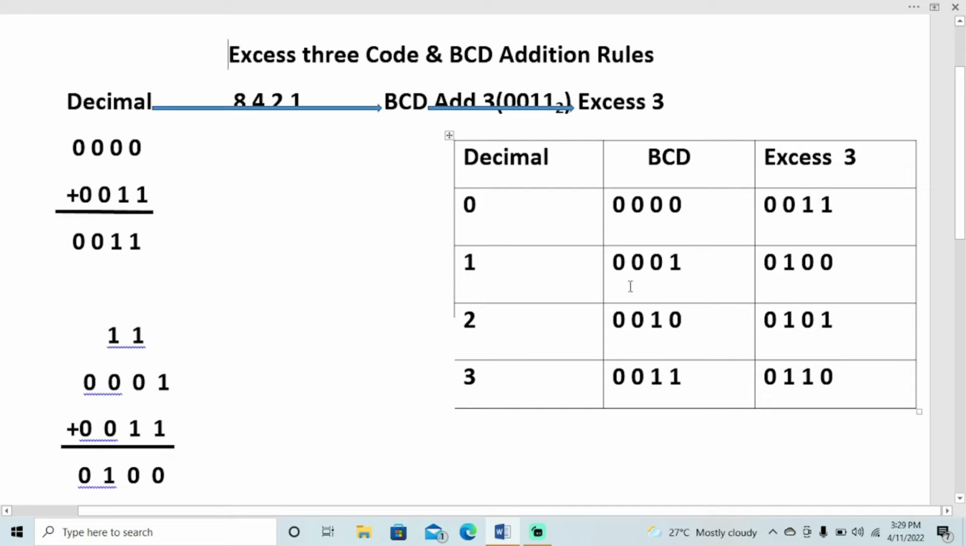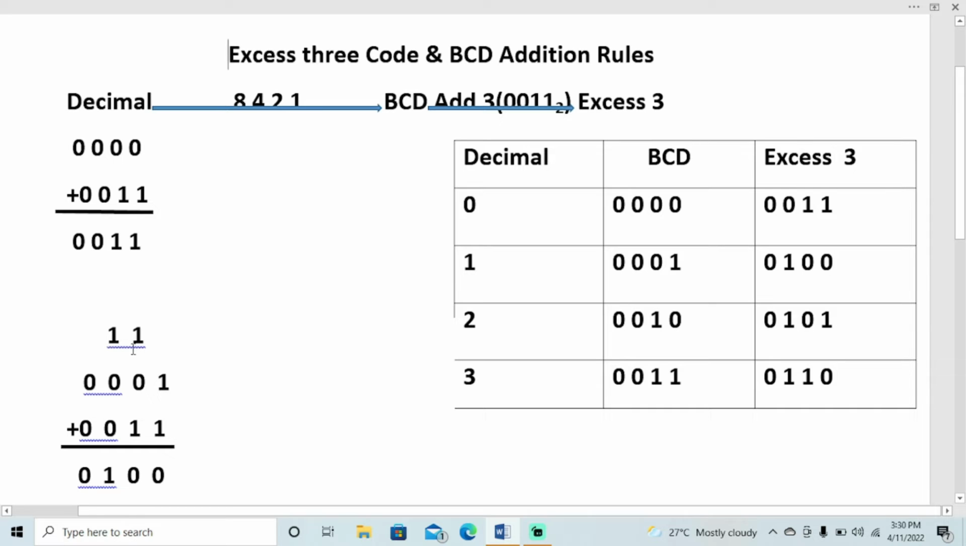So for 1, you take 0, 0, 0, 1, and you add 0, 0, 1, 1. Of course, you get 0, 1, 0, 0. I hope you understand the binary addition rules, where I have done another video for you. The link will also be in the description. So for 2 you will take 0, 0, 1, 0, and you will just add 0, 0, 1, 1. You can see for 0 I had already done it here. So this is how you add.